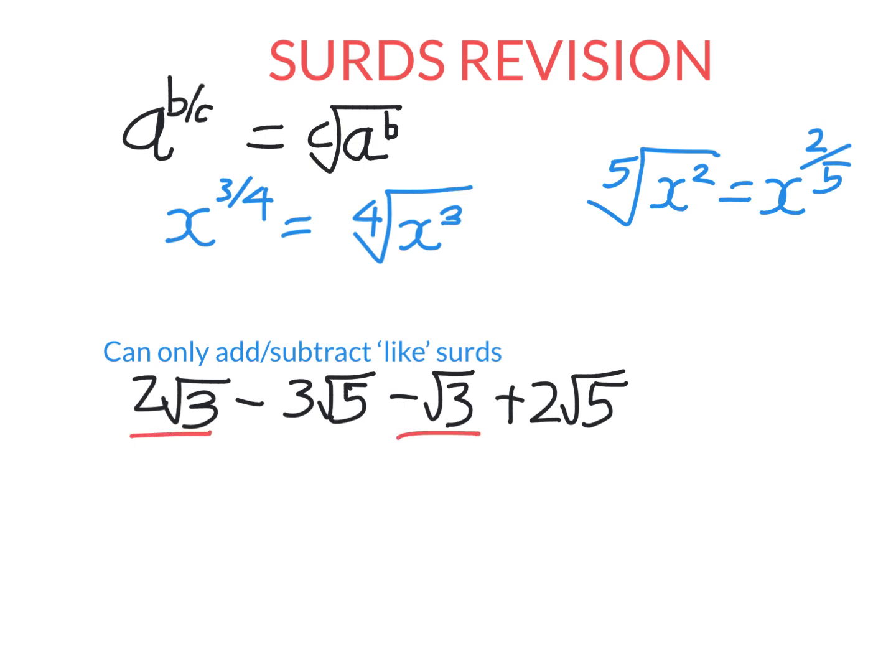So 2 root 3 minus root 3 is just root 3. Negative 3 root 5 plus 2 root 5, well, negative 3 plus 2 is negative 1, so you just get negative root 5. That's our final answer.